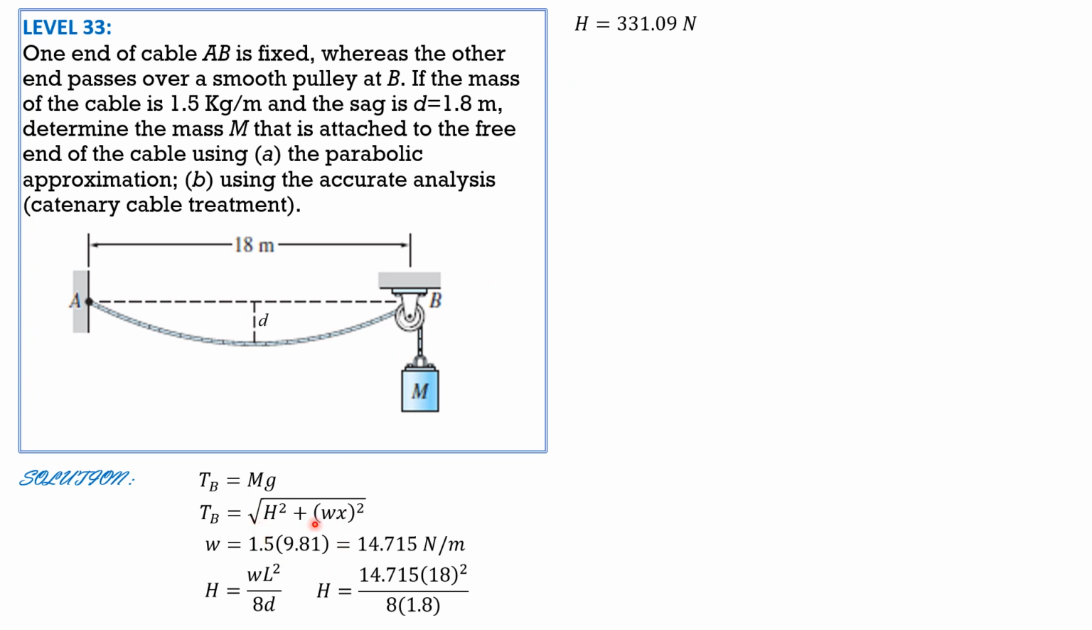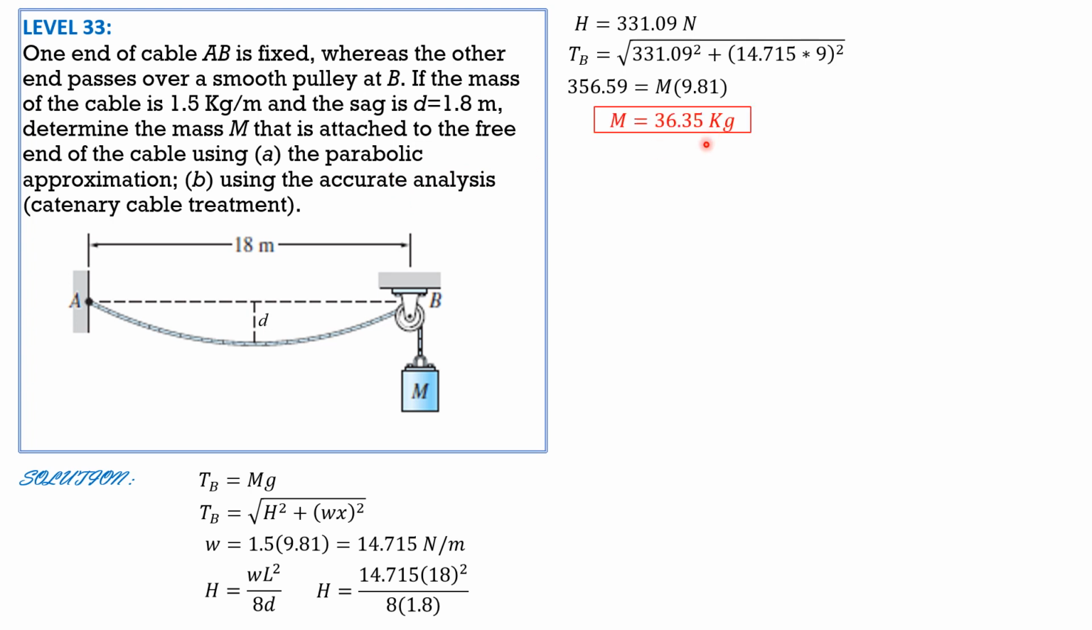Substitute into this equation to solve for T sub B. So T sub B is the square root of 331.09 squared plus 14.715 times 9 squared. 9 is half of 18, remember. So tension at B is 356.59, equated to M times G, and G is 9.81. So M can now be computed. So take note, this is by the parabolic approximation. So M is 36.35 kilograms.